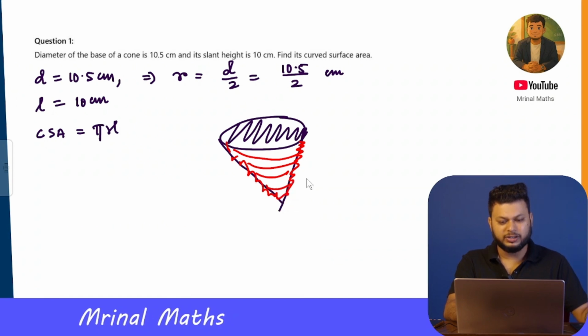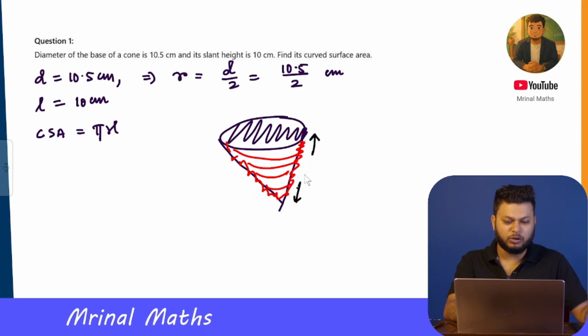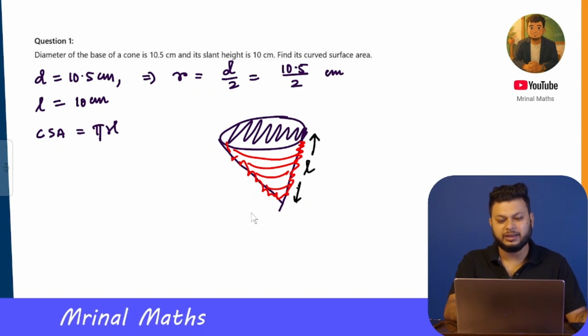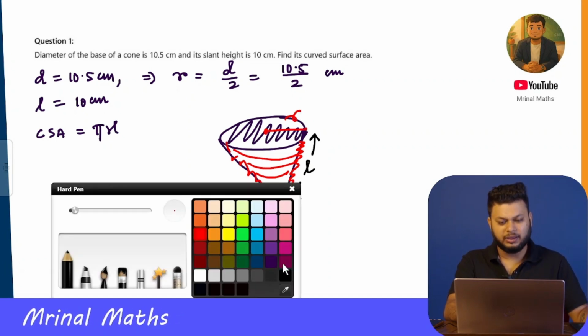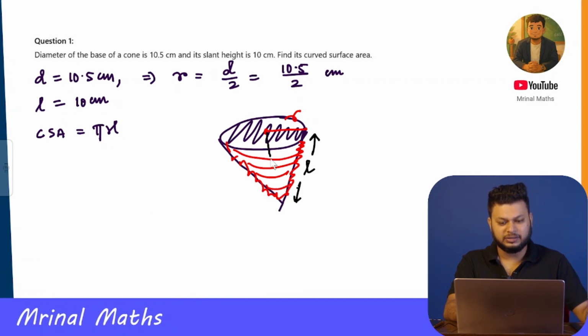So a few important terms that we need to understand. This side is called the slant height and represented by L. And here, if you consider this to be the center of this circle, this becomes the radius, and this is the height of this cone. If you visualize this, this is nothing but a right angle triangle.